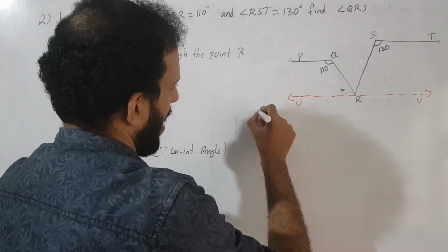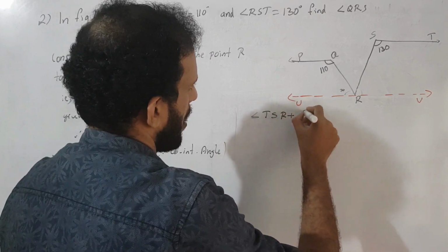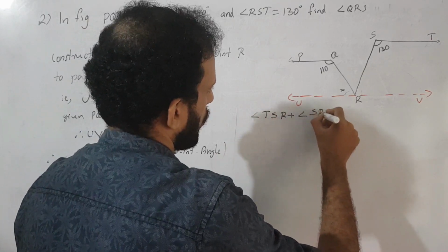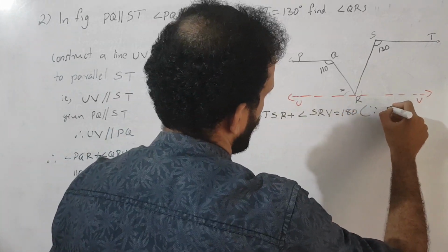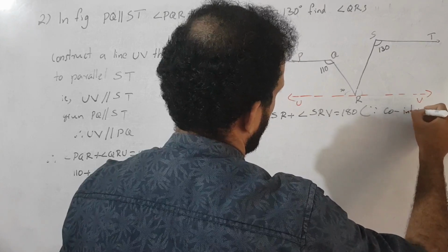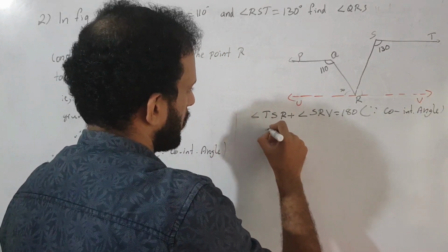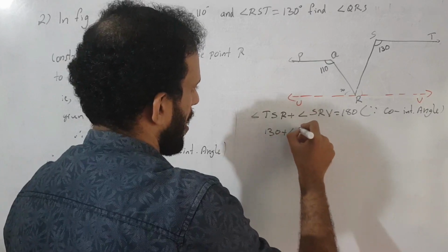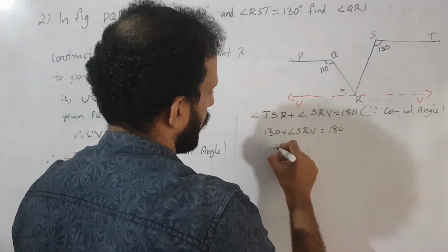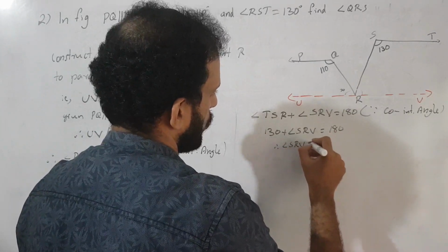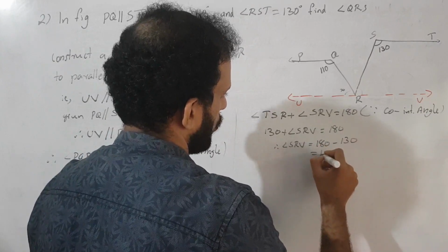Then how do we write? The next, angle TSR plus angle SRV is equal to 180. What is the reason? Since co-interior angles are supplementary, then TSR means 130. 130 plus angle SRV is equal to 180. Therefore angle SRV is equal to 180 minus 130, which is equal to 50.